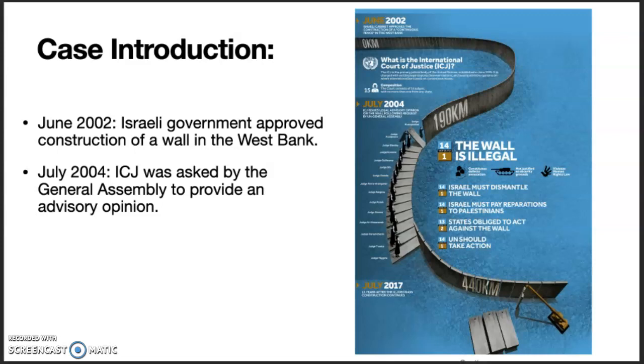In June 2002, the Israeli government approved the construction of a wall in the West Bank. This impaired the freedom of the Palestinian population, the details of which will be discussed further in the video. The UN General Assembly demanded that the construction of the wall be stopped. In July 2004, ICJ was asked by the General Assembly to provide an advisory opinion on the matter.